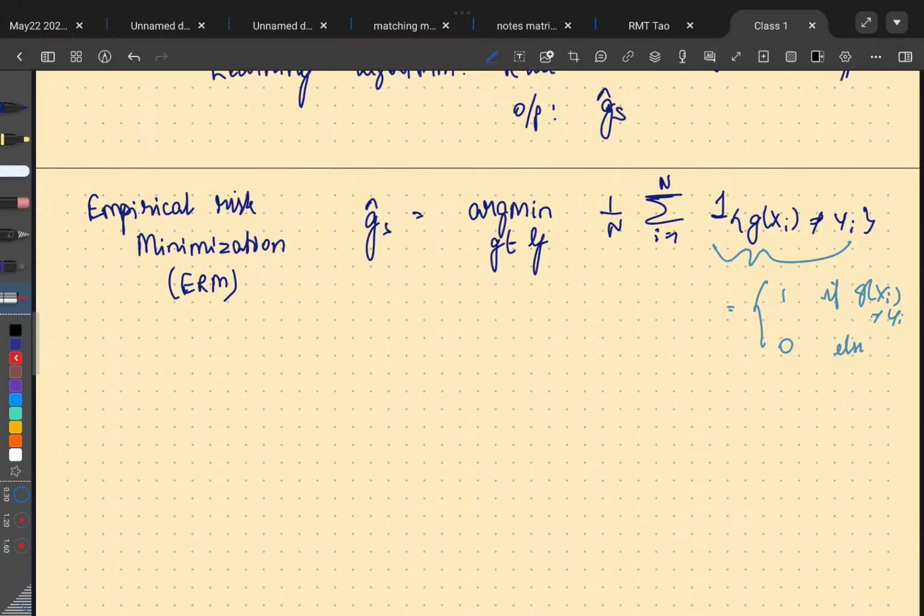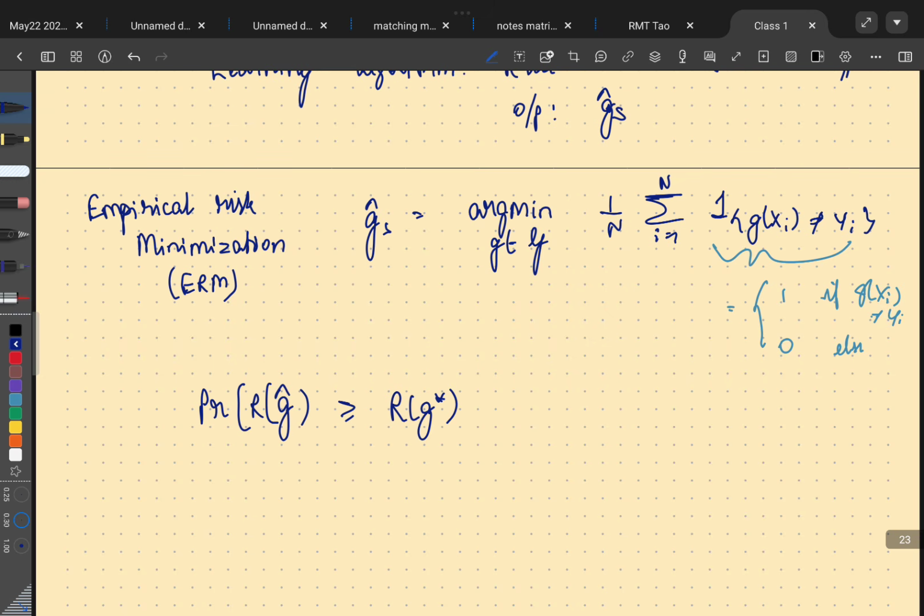So what does it mean when I say probably approximately correct? Our goal is to design an algorithm such that g hat, the probability that r of g hat is greater than or equal to r of g star. The ideal case scenario is when I achieve r of g hat equal to r of g star. If I can do that, that's ideal, because that is the minimum possible that I can achieve from this class. I can't do any better than r of g star.